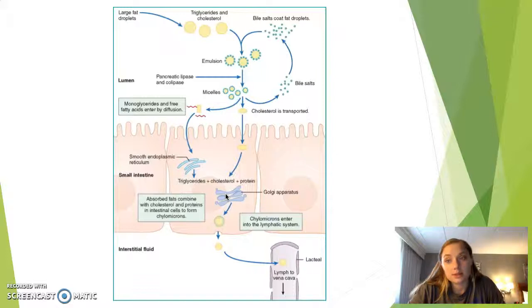Once inside the cell, the absorbed fats go to the smooth endoplasmic reticulum to reform into triglycerides. They are then added with cholesterol and proteins to form chylomicrons. The chylomicrons are absorbed into a secretory vesicle through the Golgi apparatus to be excreted out of the cell, and then from there they go into the lymph system to the vena cava.